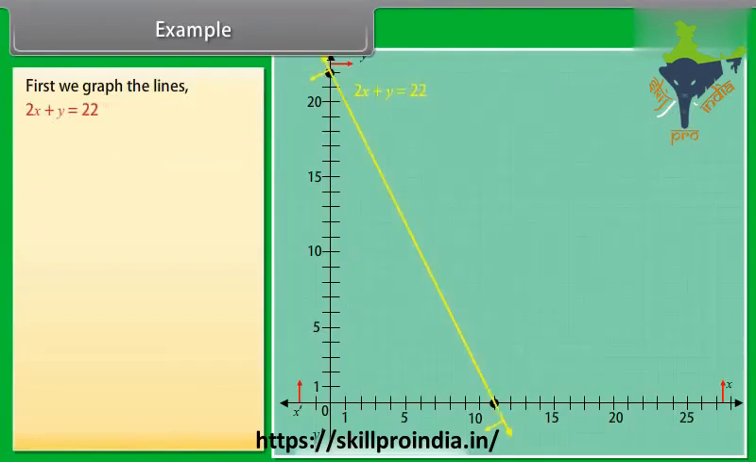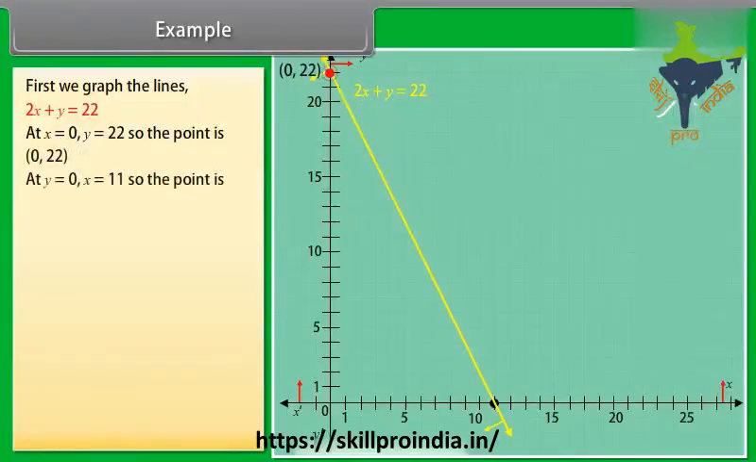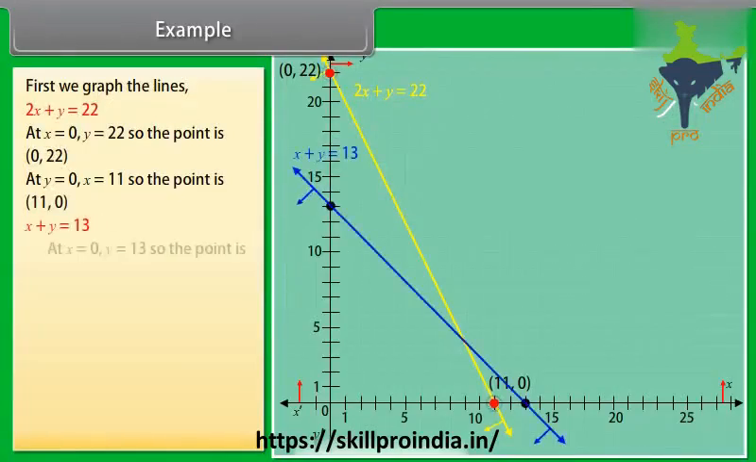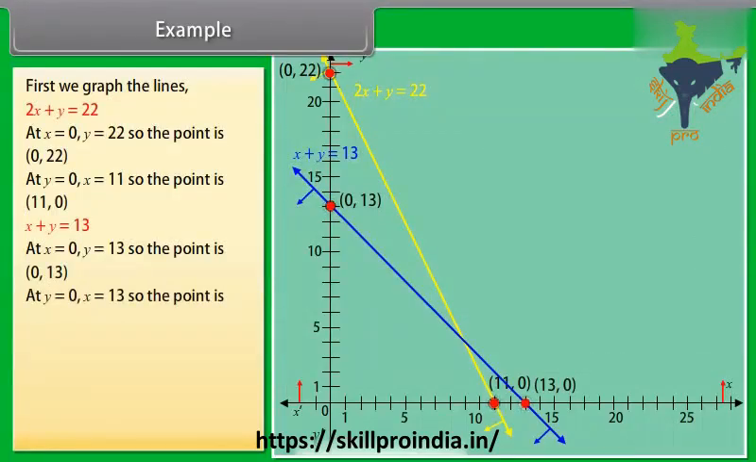2x plus y is equal to 22. At x is equal to 0, y is equal to 22. So, the point is 0, 22. At y is equal to 0, x is equal to 11. So, the point is 11, 0. x plus y is equal to 13. At x is equal to 0, y is equal to 13. So, the point is 0, 13. At y is equal to 0, x is equal to 13. So, the point is 13, 0.